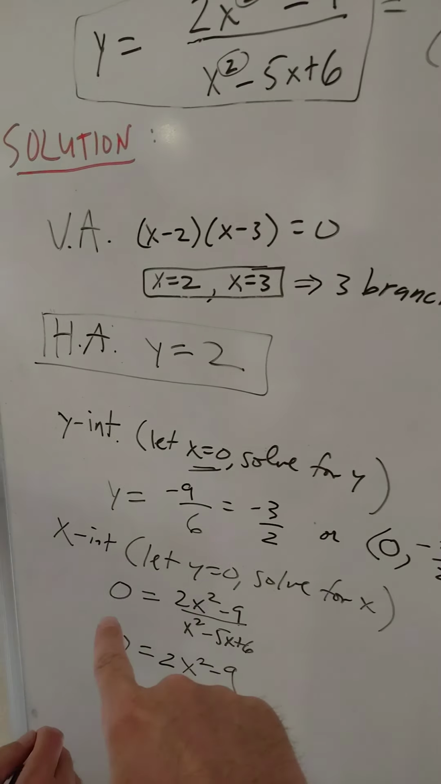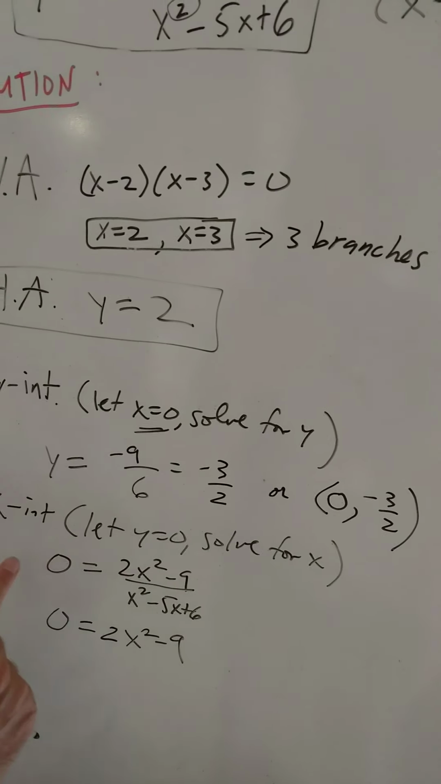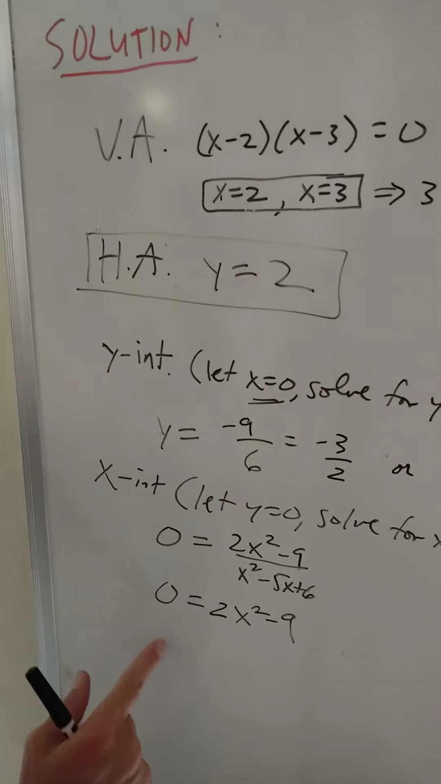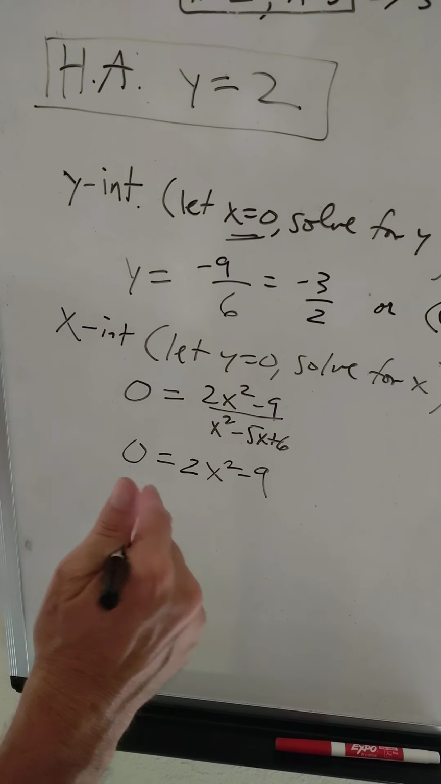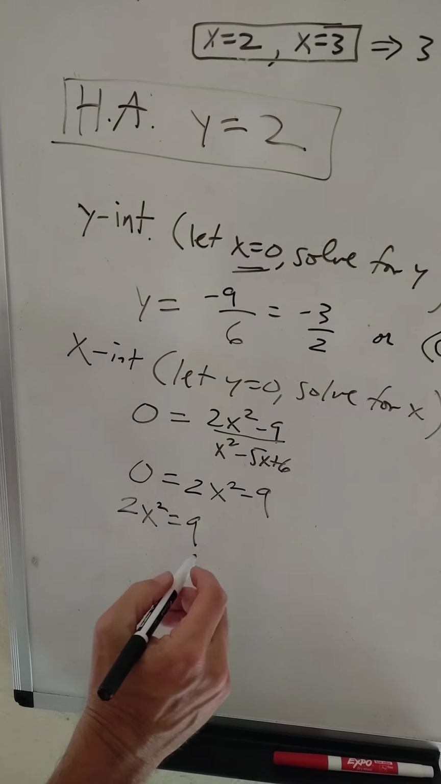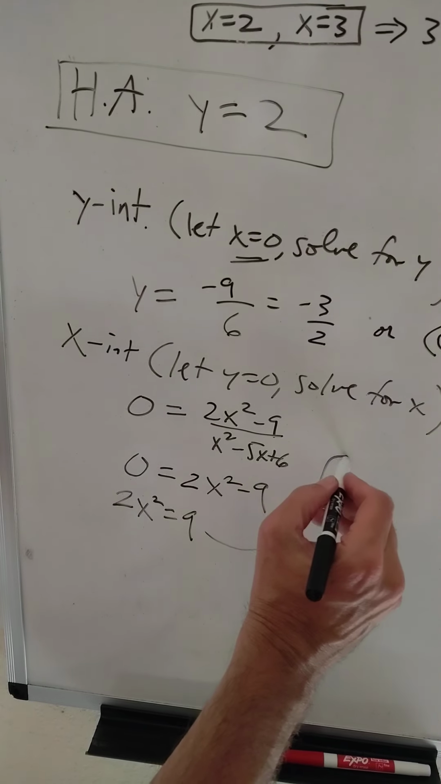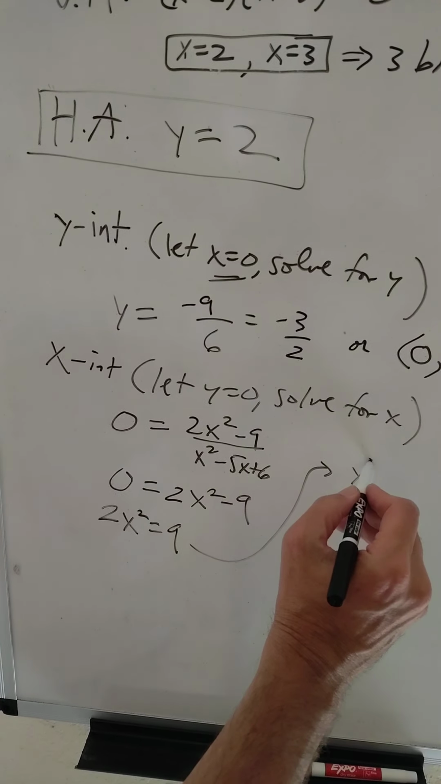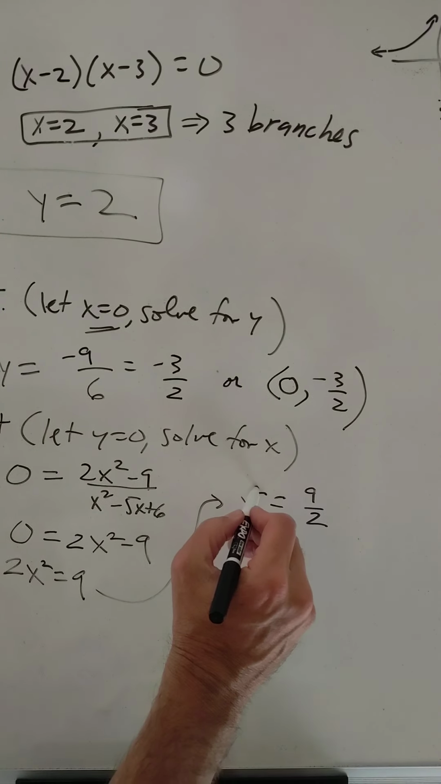Or you could have set cross products equal to each other. You could have written 0 over 1, and then set the cross products equal, and you get the same thing. Okay, let's add 9 to each side. So I'm going to get 9 equals 2x squared, which is the same thing as saying 2x squared equals 9. And now divide each side by 2. Dividing each side by 2, I get x squared equals 9 halves.